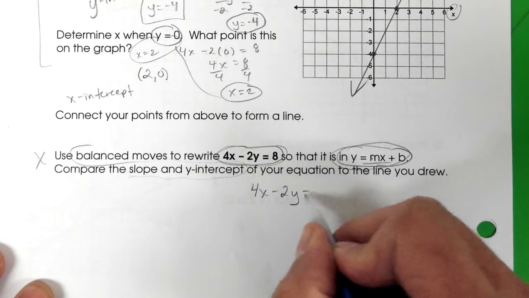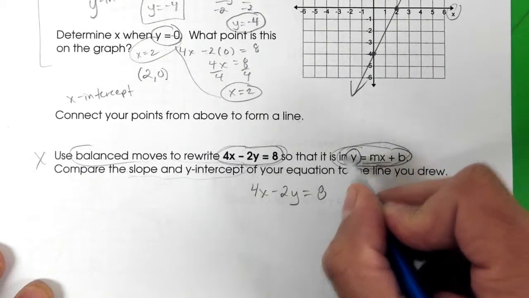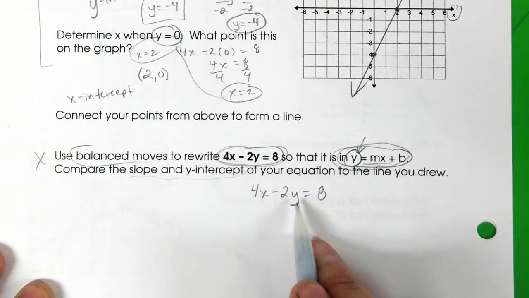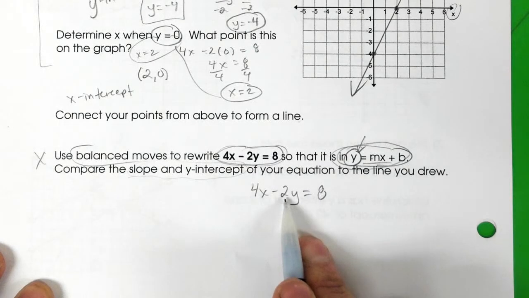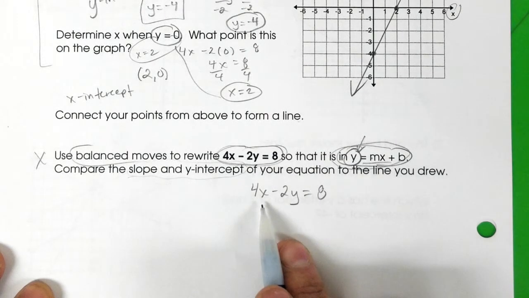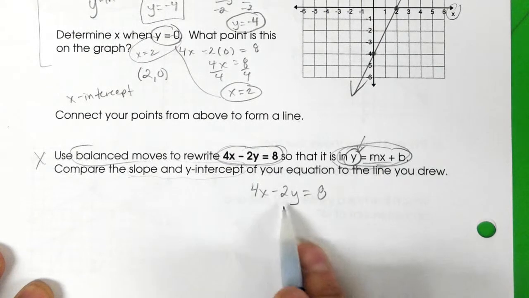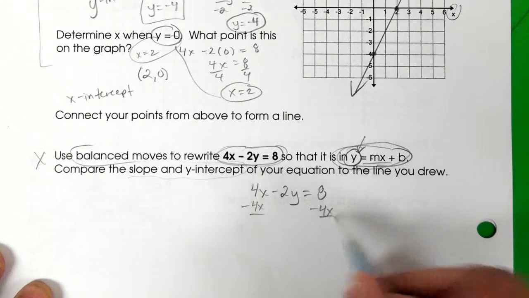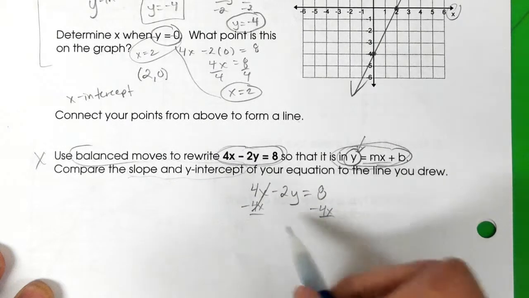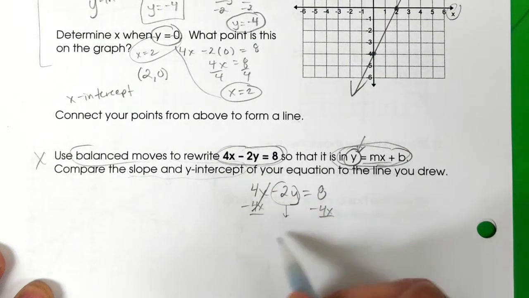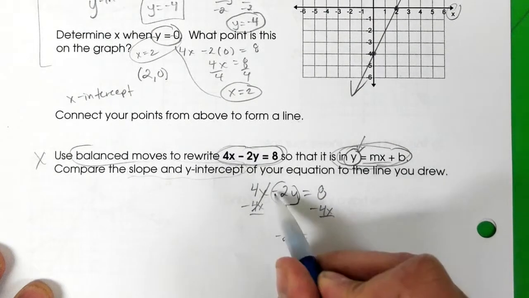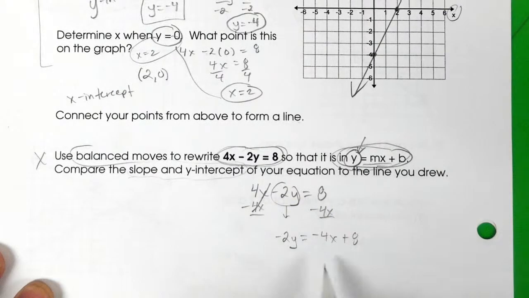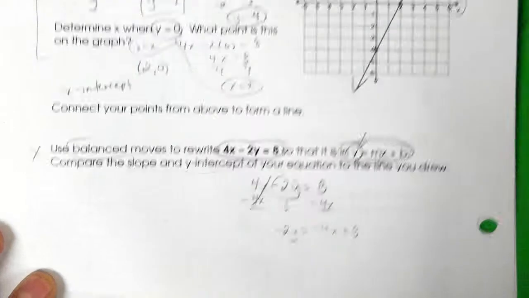Okay, so you'll notice here in y equals mx plus b form, y is all alone, right? And in standard form, we have a coefficient in front of y, and we have an x term on the same side. So we want to get the y term alone. Using a balance move, that could be accomplished by subtracting the 4x from both sides. We would bring down the y term, don't forget the negative, and we'd be left with 8 minus 4x, or I'm going to write it as negative 4x plus 8.